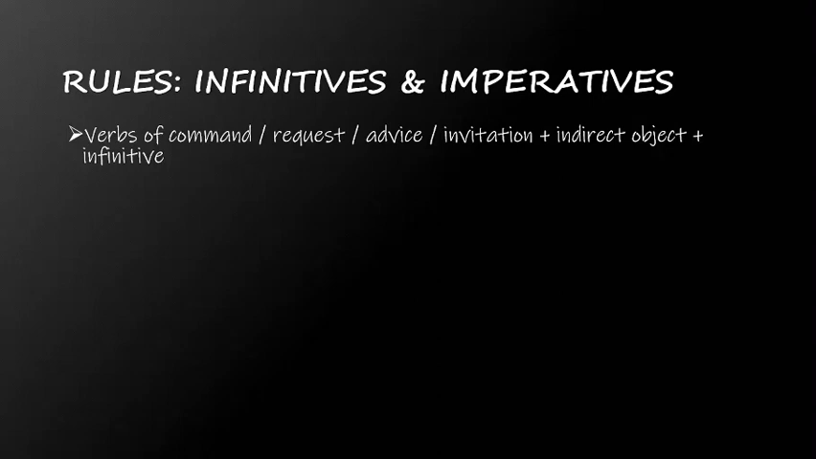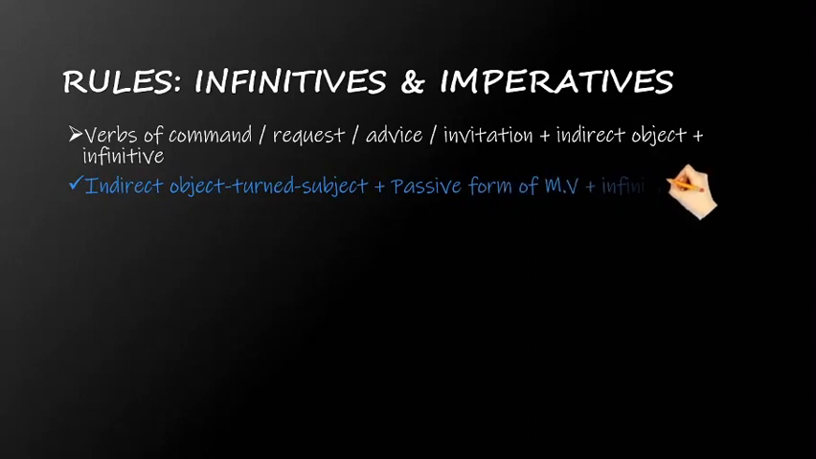Let's first see what I mean with the first rule. Indirect object turns subject, as object becomes subject and subject becomes object. So indirect object turns subject, then the passive form of main verb, and then the infinitive. So remember, this is very important. When we are converting imperatives or infinitives into passive form, we will not touch the infinitive form.